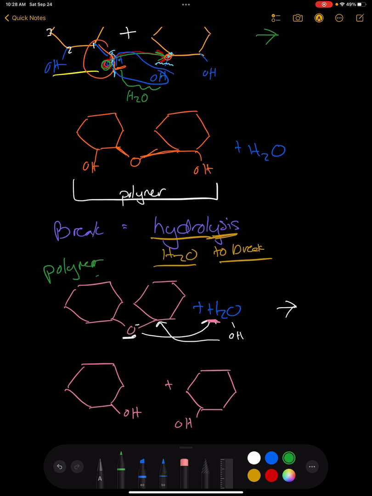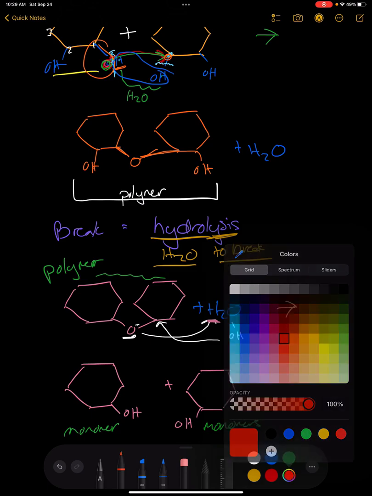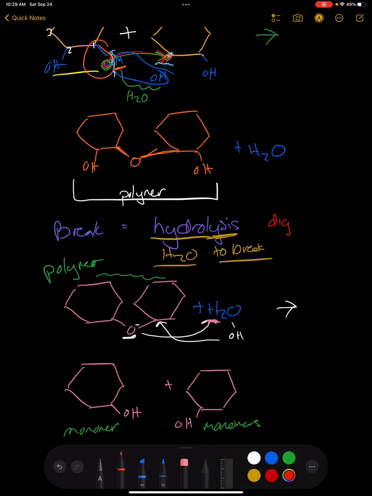which is many repeating units, and then I broke it down into individual monomers. When we do hydrolysis reactions, hydrolysis would be a lot like digestion, because you're breaking things down. Or if you break the glycogen inside your liver down to glucose so that you can do cell respiration, that would be a hydrolysis reaction.